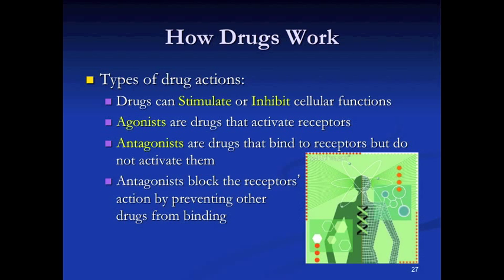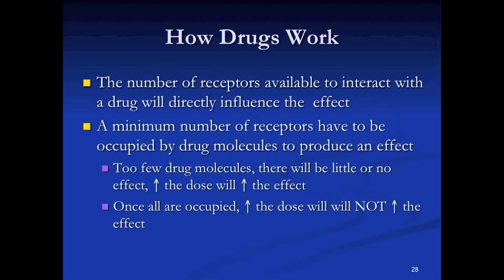You can have one of two effects. Drugs can either activate or inhibit cellular functions. If the drug activates receptors, then it is an agonist. If the drug inhibits activity, then we call it an antagonist, which works by blocking a receptor, preventing other drugs or substances in the body from activating it.